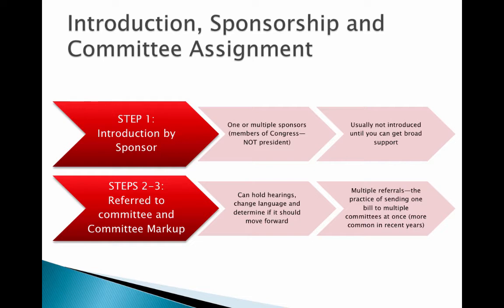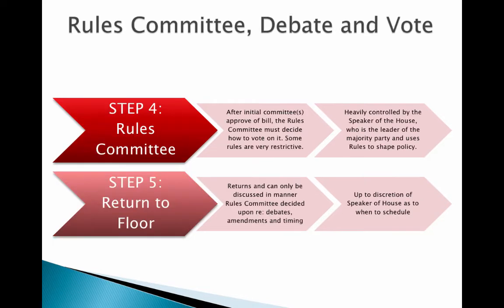This can take a ridiculously long time, and so most of the time, since Congress rolls over every 2 years and everything starts fresh, bills don't make it through this process in time. But let's say you do. The next step then is the Rules Committee. After the initial committee or committees approve of the bill, the Rules Committee decides, in the House of Representatives now. Let's stick with the House of Representatives for the rest of this example.